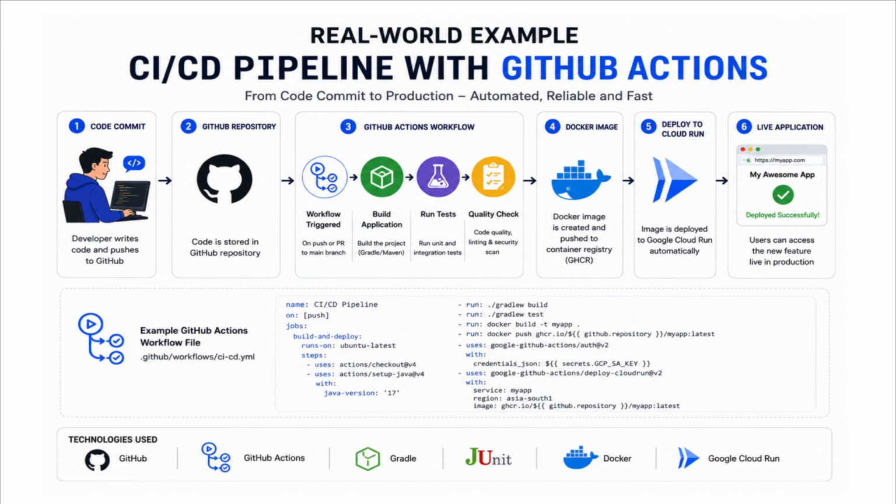Let's look at a real-world example of CI/CD. A developer writes code and pushes it to GitHub. As soon as the code is pushed, GitHub Actions automatically starts a workflow. The workflow first builds the application. Next, it runs the tests to make sure everything is working correctly. If the tests pass, a Docker image is created. The Docker image is then deployed to Cloud Run.